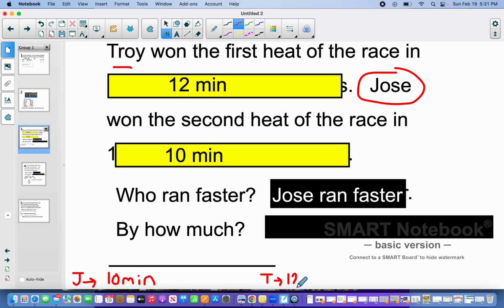So they want to know how much faster was Jose. So we're going to find the difference. And you could probably do it in your head. It's 12 minus 10. But you have to show it on a test with a sketch. So here you could do a number line. So 1 minute, that brings you to 11 minutes. And then another minute brings you to 12.